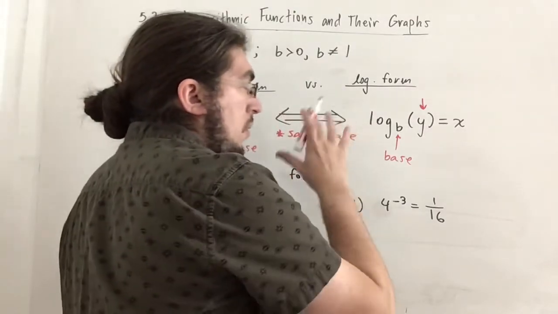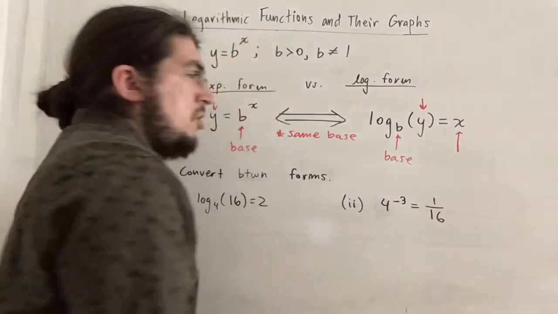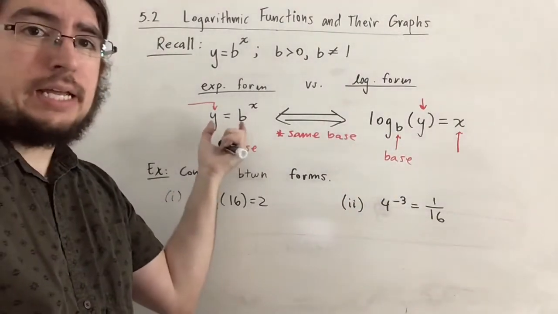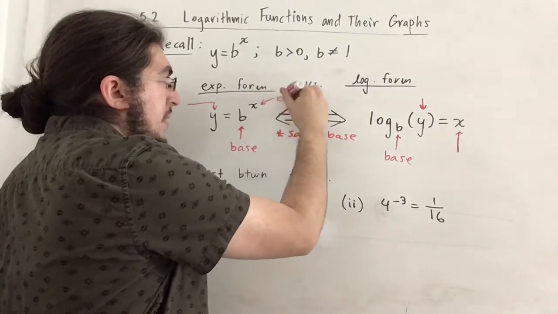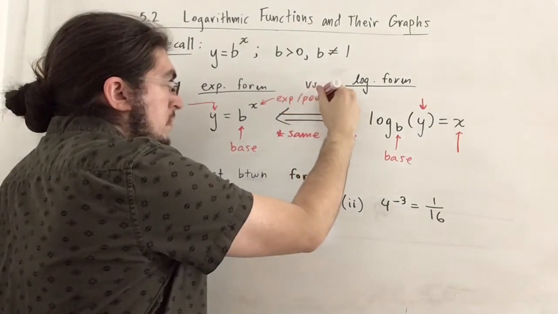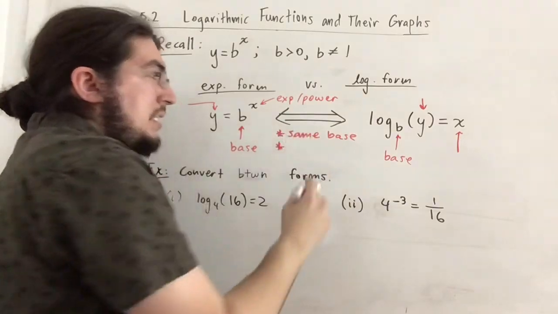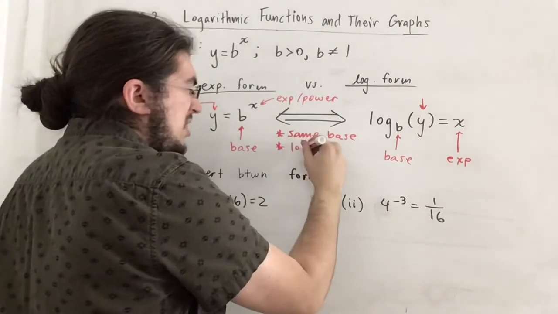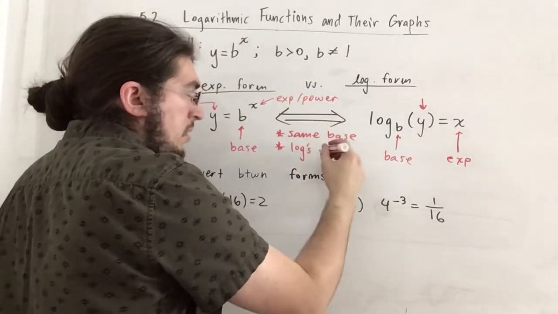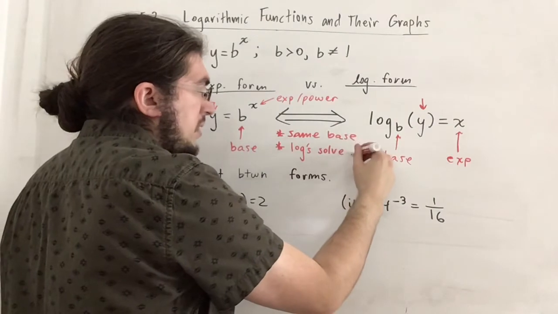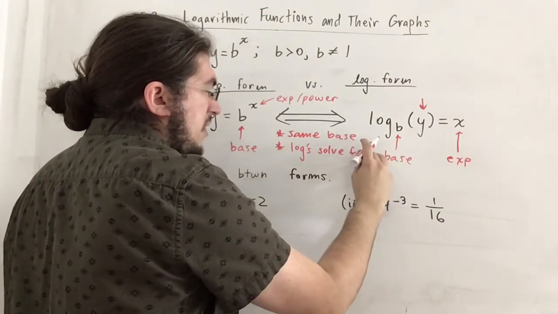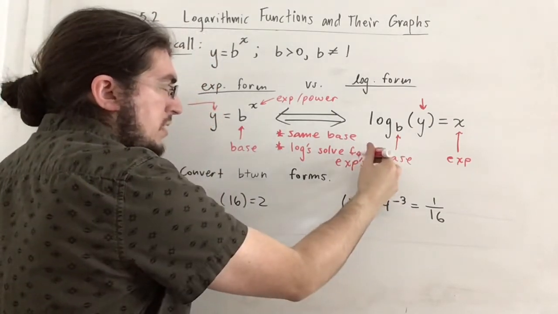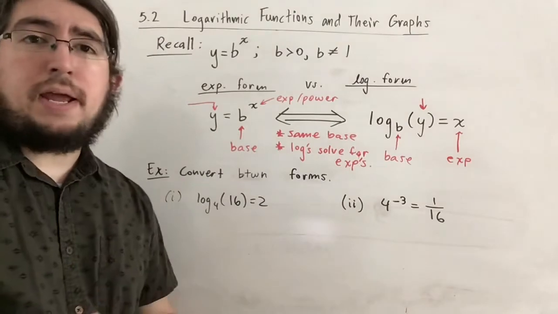But the one I do want to focus on is x. So what is x here? It's not obvious. It's what the log is equal to. But here, x actually has a name. x is the exponent, or the power. So what we get from this is that logs solve for the exponent. You can write that here as a nice note: logs solve for exponents. And I think that's very, very important and key. That'll help you translate between logarithmic form and exponential form.